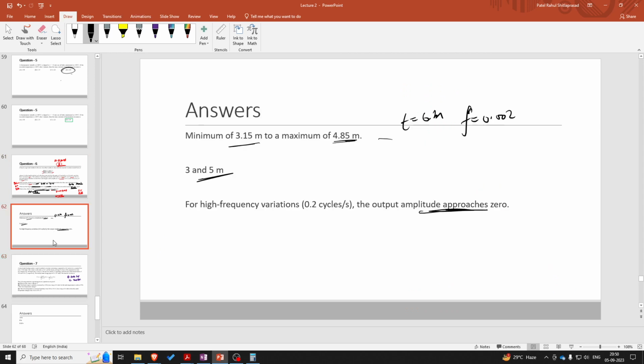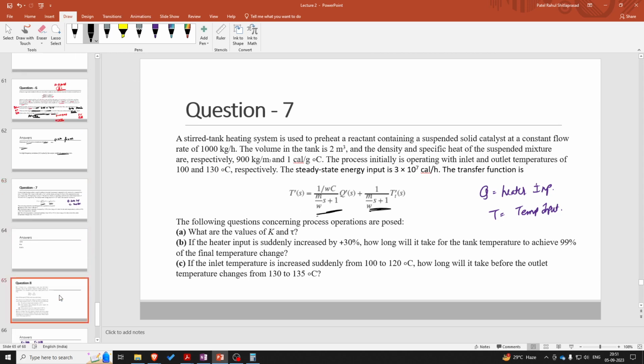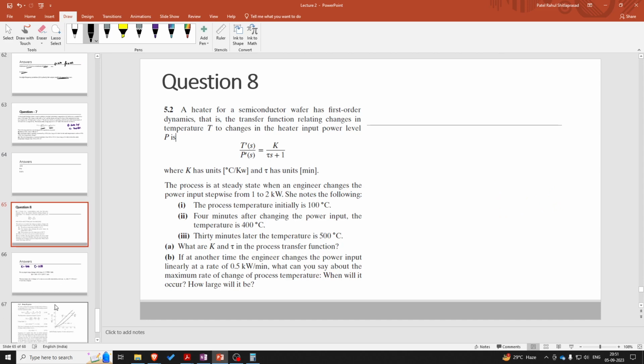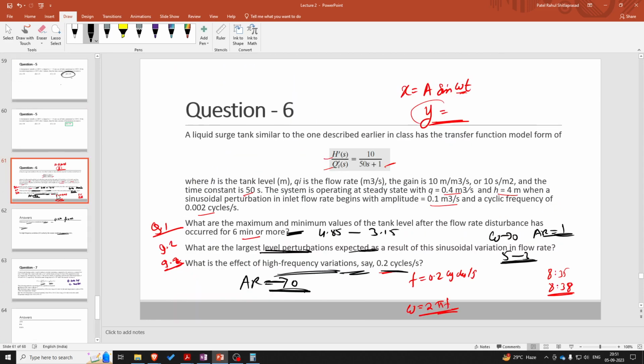So I think this much is sufficient for today's class. In the next class, we will be studying a few more complex problems in which we are having two different transfer functions for the same process. So basically corresponding to different input processes, we will be writing a combined transfer function and then we will study that. So I guess this much was sufficient for today's class.